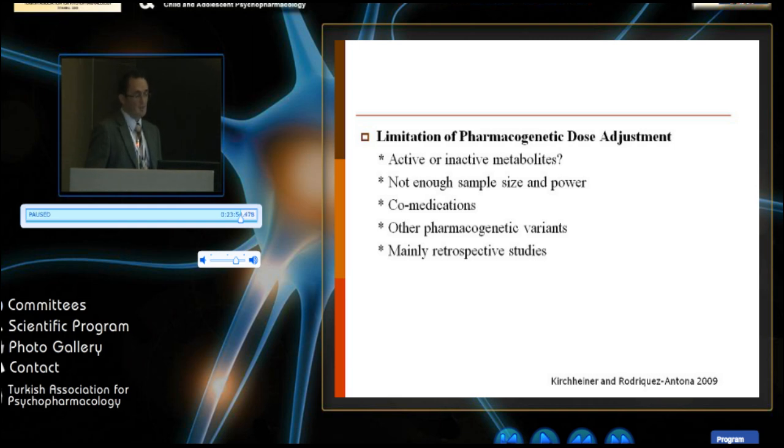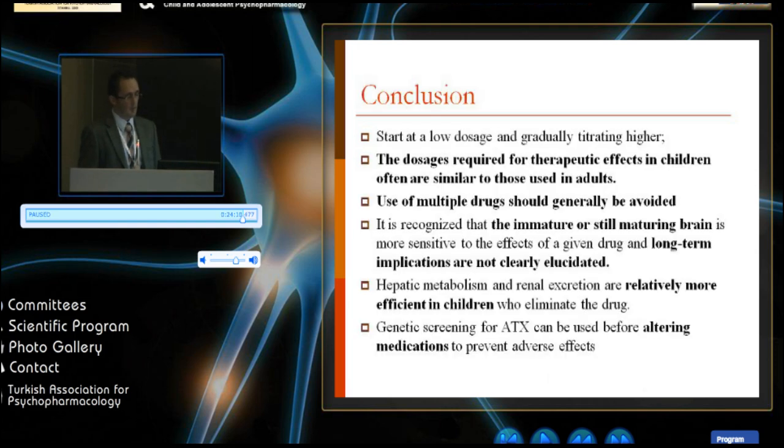And what about the pharmacokinetic dosage? The metabolites can be different. They can be active or inactive, and these studies do not have sample size and power, and the patients are usually on co-medications, and these are usually retrospective studies. In conclusion, we start at a low dosage and we gradually titrate to higher.